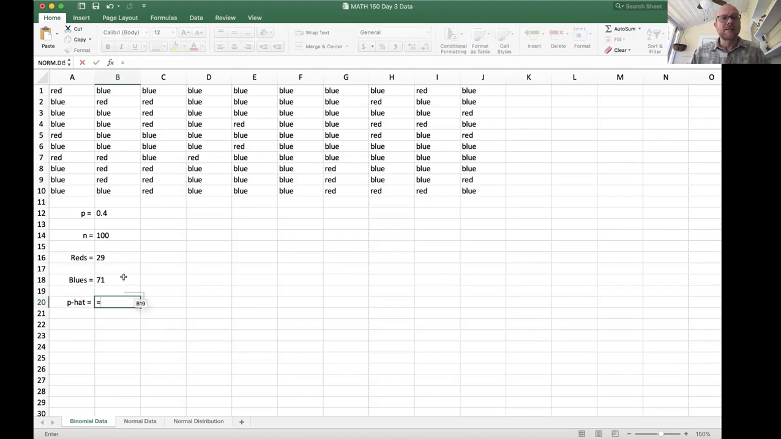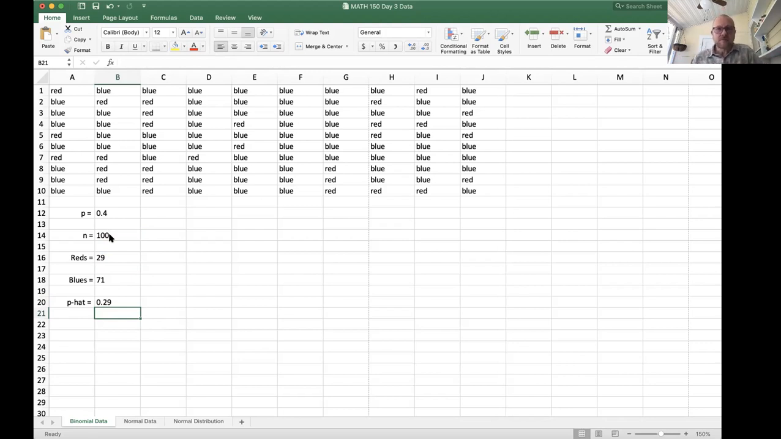All right, so anyway, that p hat that you get, we're going to say equals, we're talking about the reds. And so I clicked on where the red count was, divide by, and then I'll click on where the n is at, right? Could you have just typed 0.29? Yes, totally. But now we have the advantage that if somebody came along and dumped new data here, we could just immediately make that change.